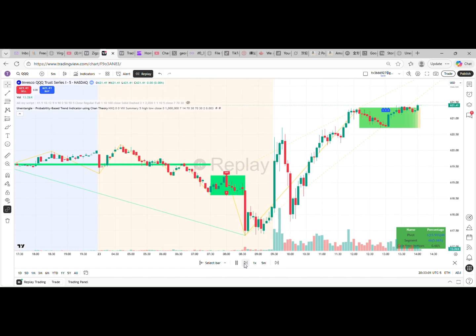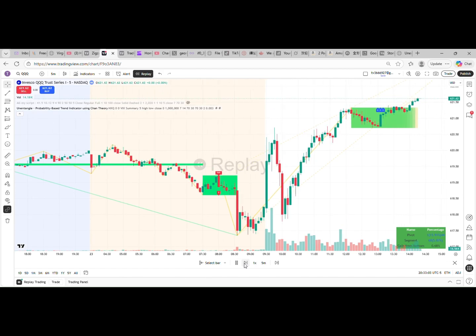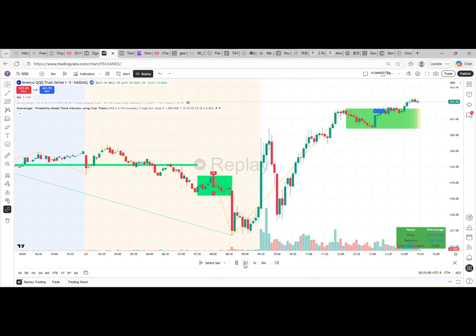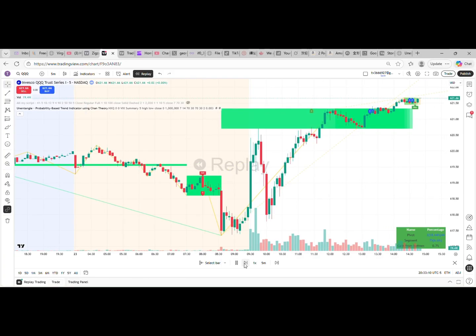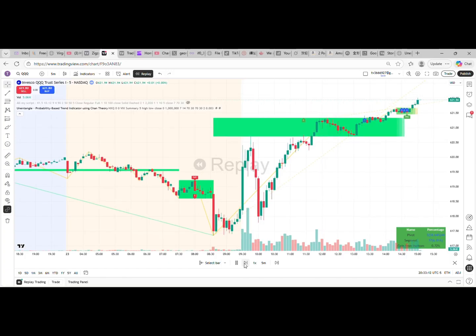Soon, another consolidation forms, with its bottom around 621. Another consolidation forms again, and we buy decisively at 621. Finally, the market closes at 622.